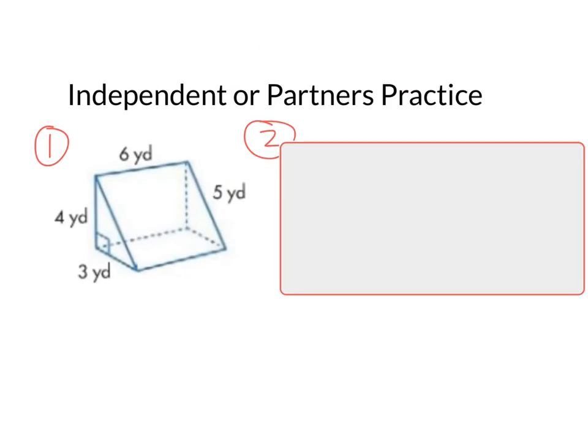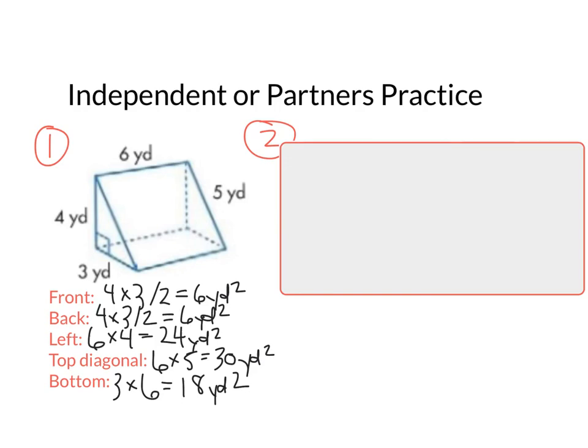For number 1 of 2 for independent or partners practice, find the surface area of this triangular prism without seeing the answer. Answer is coming in 3, 2, 1. So first I started by labeling them. It doesn't matter if you labeled them the same as me, but my front would be here, my back would be here, my left would be the back here, my top diagonal, and my bottom. And there's how I wrote out all of the sides. Then I'd add them all together. When I add all of these numbers together, I got 84 yards squared.